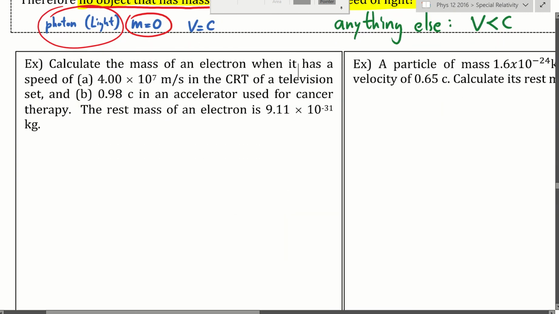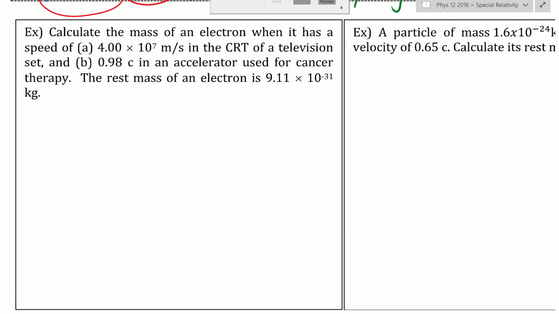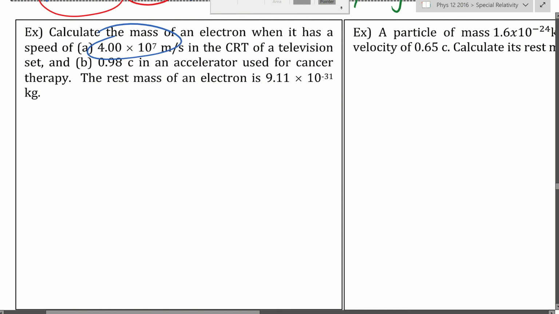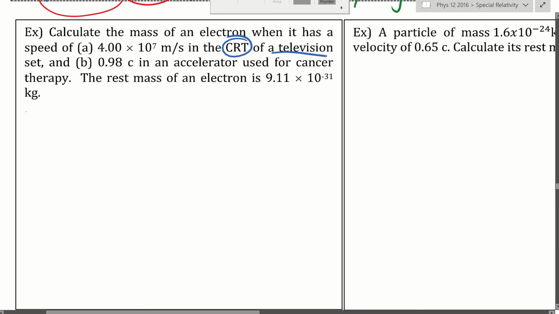Okay, so just a couple of examples. These are relatively easy. Let's see this first one. Calculate the mass of an electron when it has a speed of that in a cathode ray tube of a television set. Usually what I do with this is I want to know the gamma factor first. I have the speed, so I can get the gamma factor: 1 minus v squared over c squared.